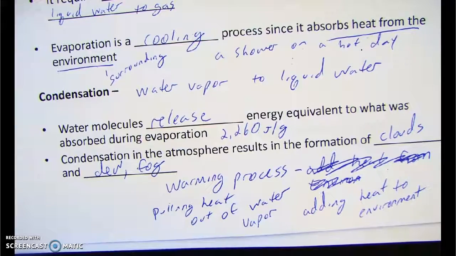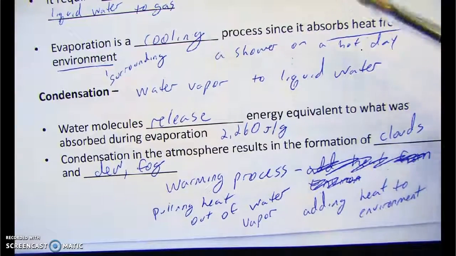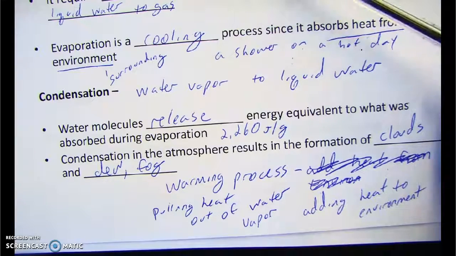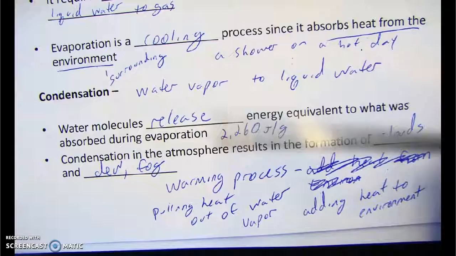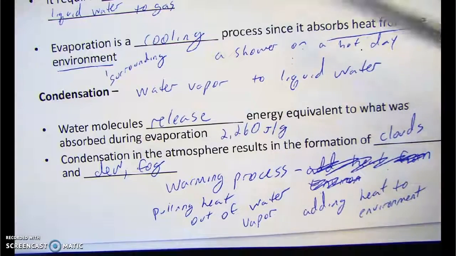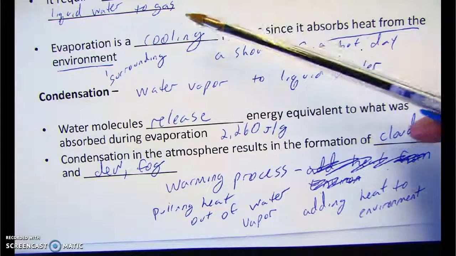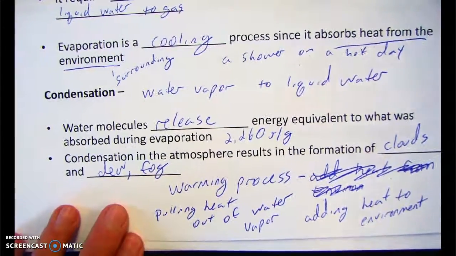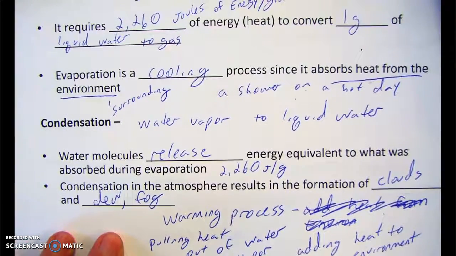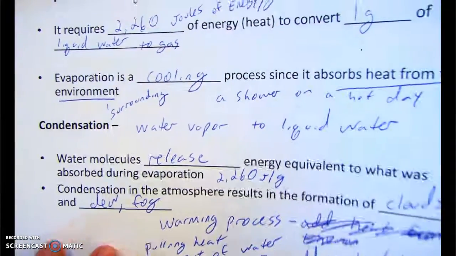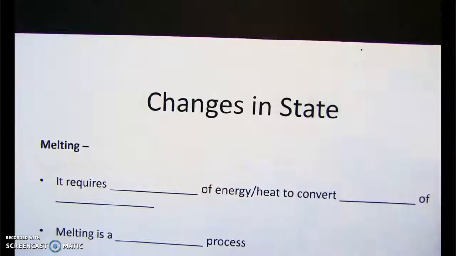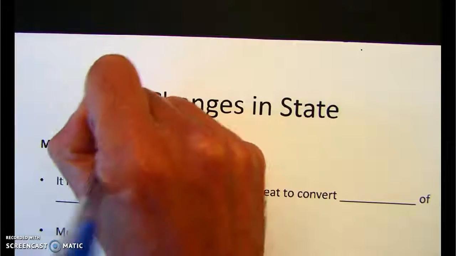So again, you have to get out of this mindset of, well, we're adding heat to the water to cause evaporation, so it's a warming process. It's the other way around. If we're adding heat, it means we're taking heat away from the environment, causing it to be a cooling process. So it's a different way of thinking about it. This is a weather-oriented way of thinking about changes in state. It's a little different than what you're used to. If we look at melting, well, we're obviously going from solid to liquid.